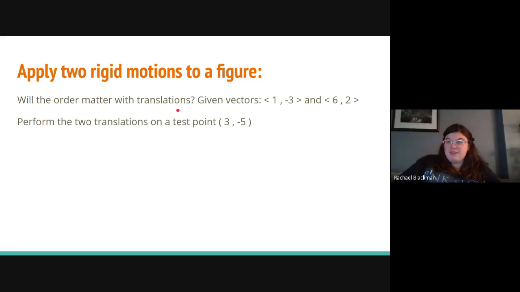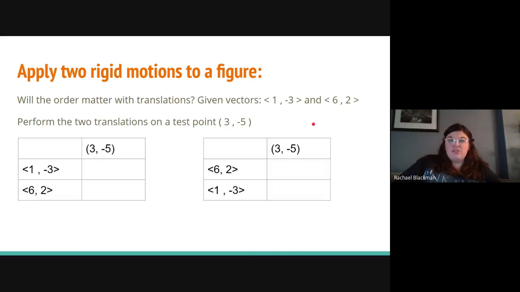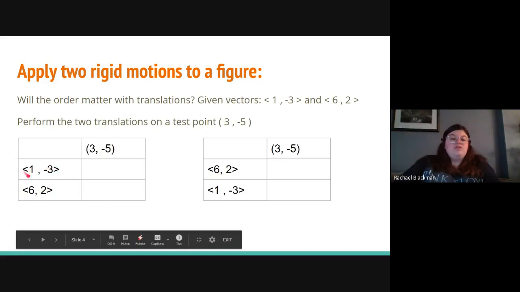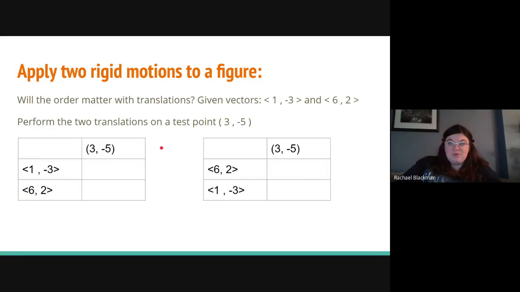Let's pick two translations. I have these vectors 1, -3 and 6, 2. So if we were going to perform these translations on this test point 3, -5, let's change the order. I'm going to do this with a little table just so we can keep things organized. We see that in one table, we're going to do the vector 1, -3 first, and then 6, 2. On the other one, we're going to perform this translation first, 6, 2, and then 1, -3. So taking that test point, let's see if we get the same thing with both orders.